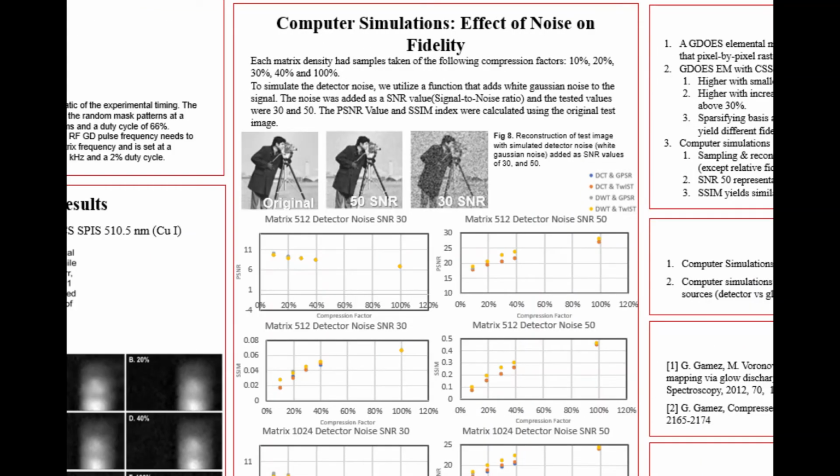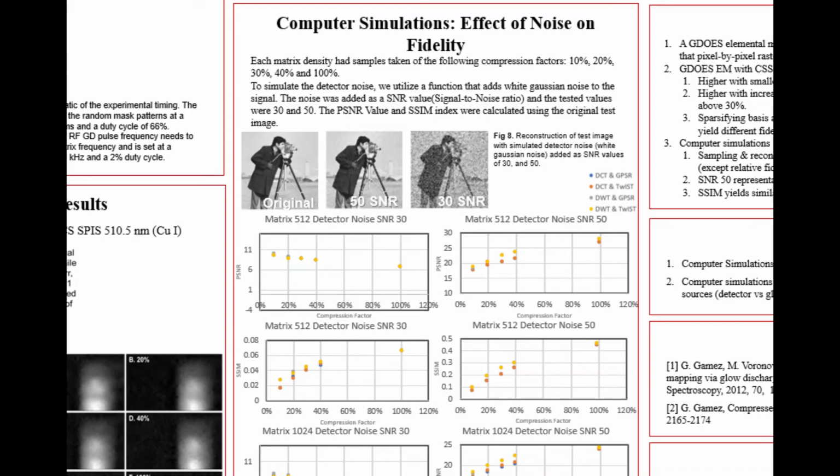For the computer simulations, we wanted to test how different levels of detector noise would affect the quality of the reconstructed image. To do this, we used a function that adds white Gaussian noise to the signal before reconstruction, and we tested values of 30 SNR and 50 SNR. In Figure 8, we have a visual representation of how the 30 SNR and the 50 SNR detector noise affects the reconstructed image compared to the original image.